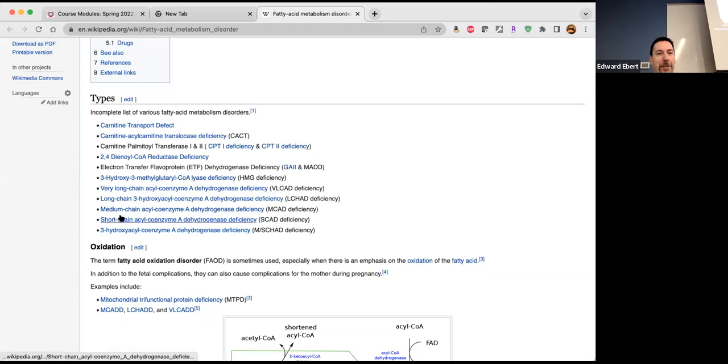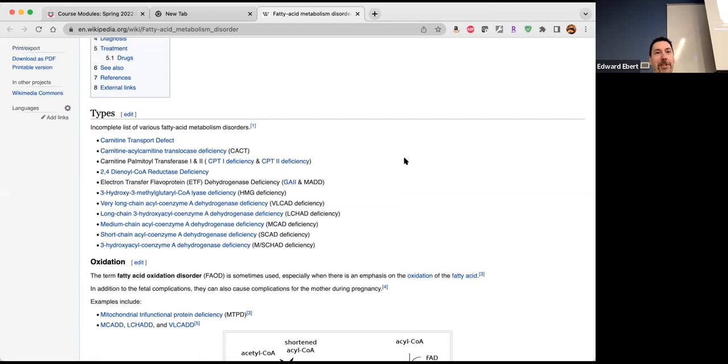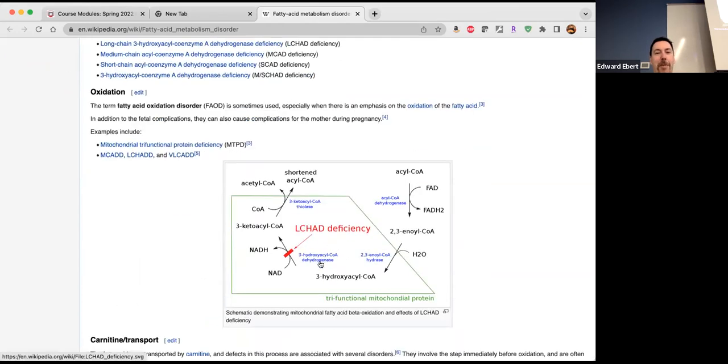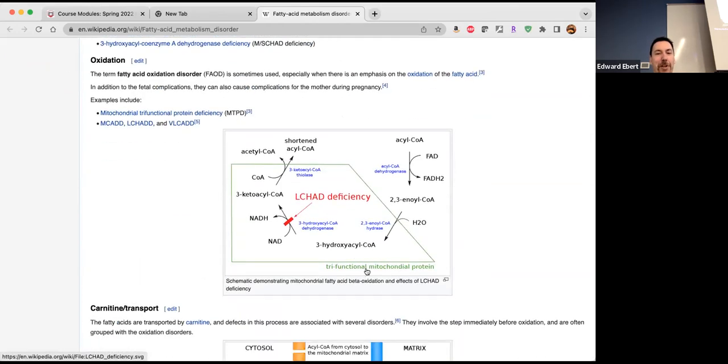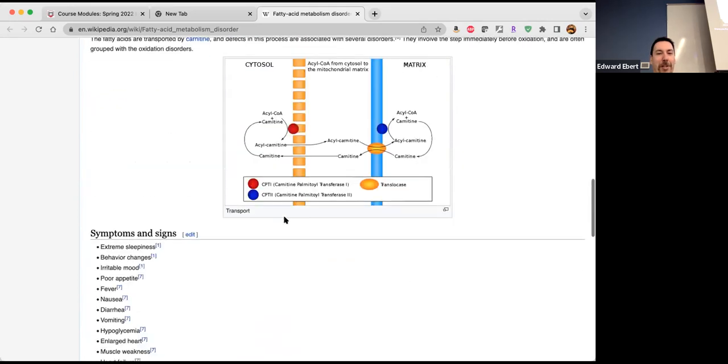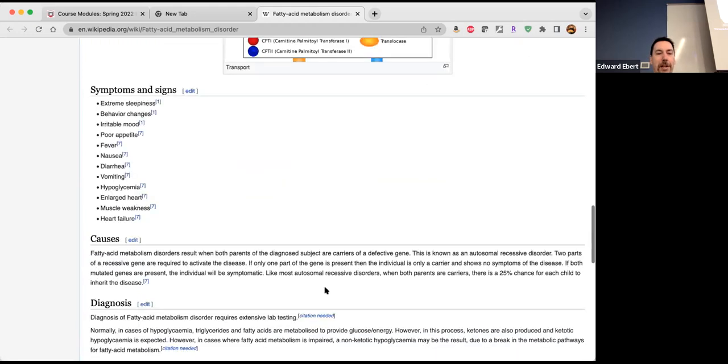And this I like as well, because here we have a whole bunch of different diseases. Just looking at the fatty acid oxidation ones, or in this case, Wikipedia calls it fatty acid metabolism, but we're usually talking about oxidation and not synthesis. So I guess that would be catabolism. But they do have some nice pictures in here. Our trifunctional mitochondrial enzyme, our carnitine palmitoyl transferases, CPT1, CPT2, and of course our CACT in the middle.